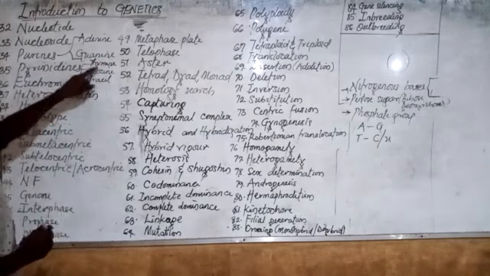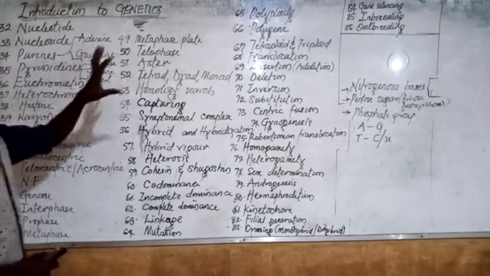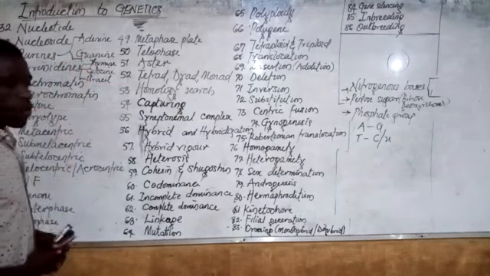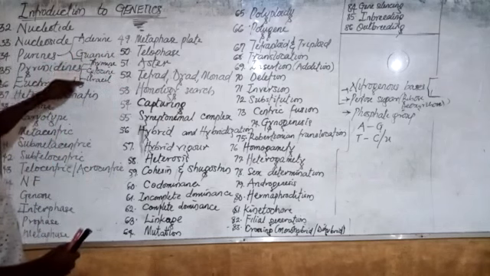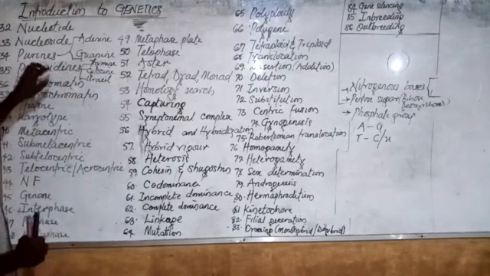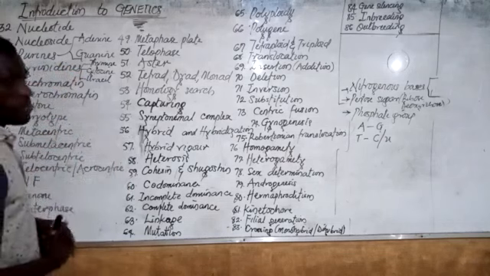Pyrimidines are these guys, and they are simple. They are called diazines. They are simple diazines. These three, the pyrimidines. While purines are basically pyrimidines plus imidazole rings.